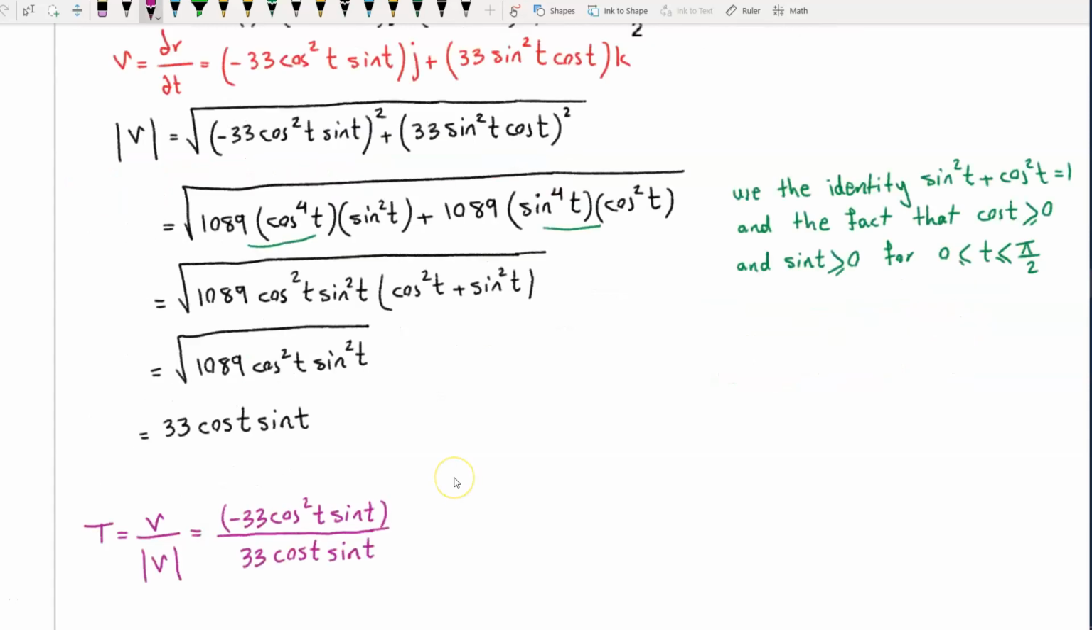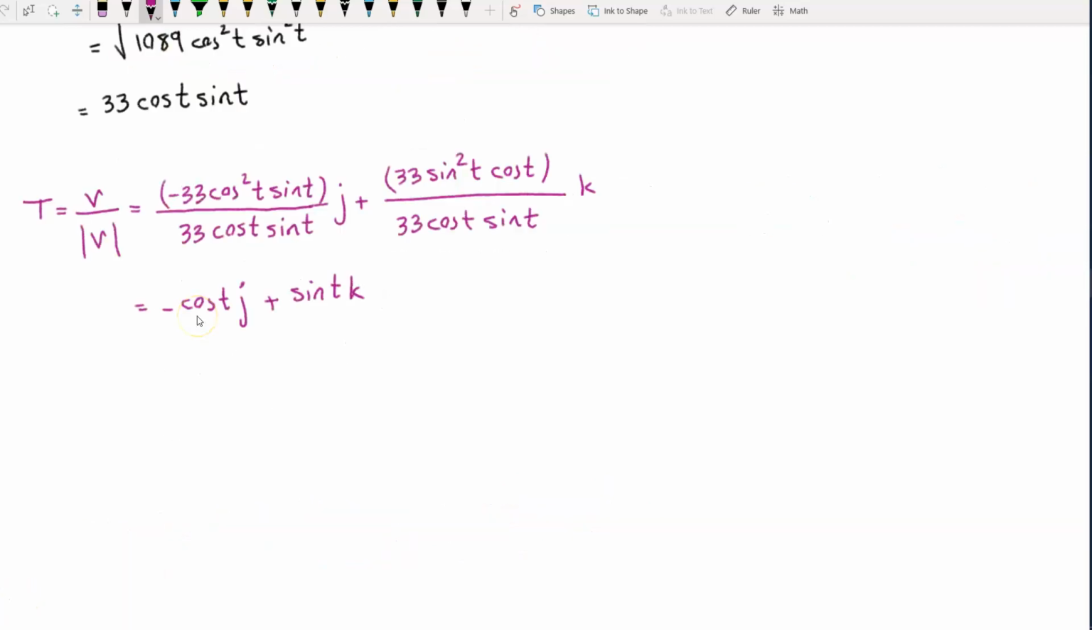And now finding the unit tangent vector, this is equal to v over the length of v, so that is equal to negative 33 cosine squared t sine t over 33 cosine t sine t times j plus 33 sine squared t cosine t over 33 cosine t sine t times k. Simplify, and here we have negative cosine t times j plus sine t times k.